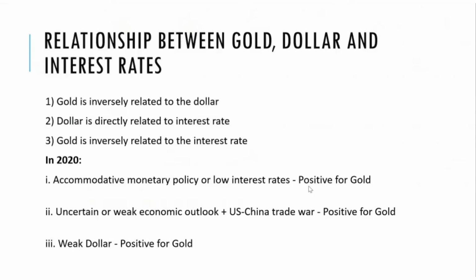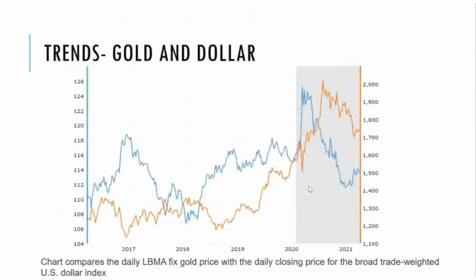gold. Now, if we look at this graph, we can see that in 2017, the blue line indicates the dollar index and the orange indicates the gold. We can see that in 2017 the dollar index is higher and therefore the gold is lower. So throughout this graph we can see that when the dollar index is higher, gold is lower.